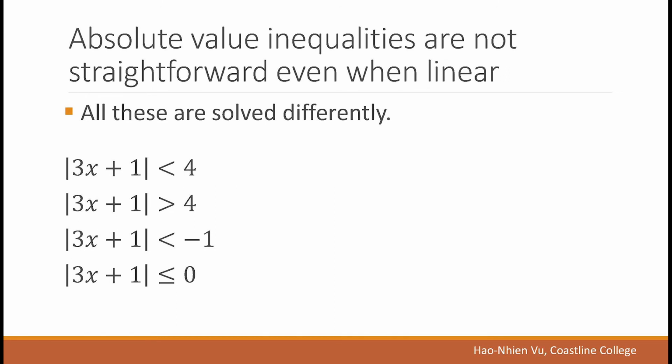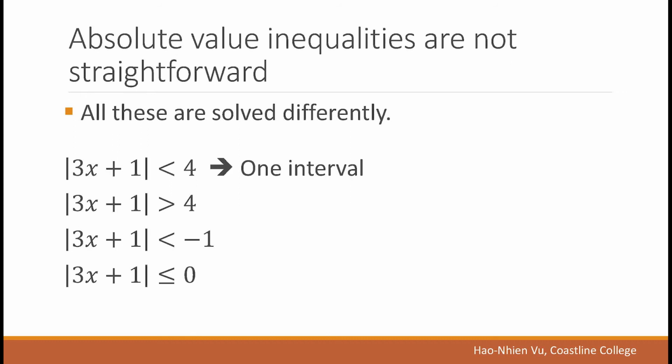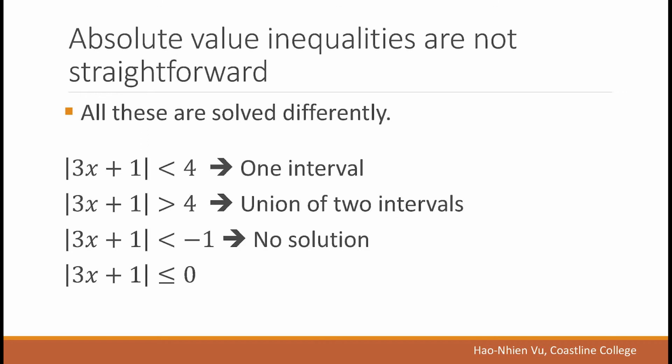For example, all of these inequalities are solved differently. The first one, absolute value of 3x plus 1 less than 4. The solution consists of one interval. This next one, the answer is a union of two intervals. And then this next one, absolute value of 3x plus 1 is less than negative 1. There's no solution. If I change it a little bit, absolute value of 3x plus 1 is less than or equal to 0, then the solution is just one number, not an interval.